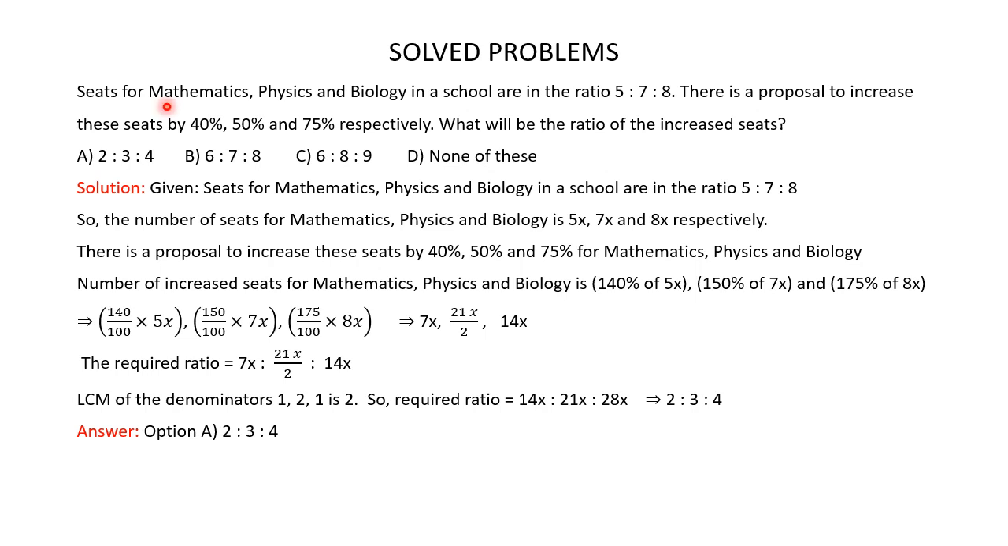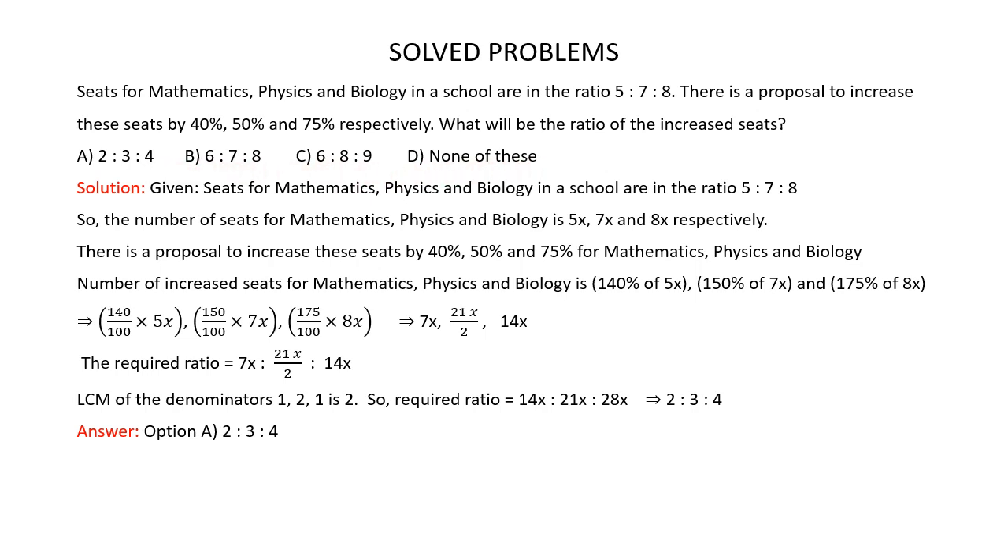Seats for mathematics, physics and biology in a school are in the ratio 5 is to 7 is to 8. There is a proposal to increase these seats by 40%, 50% and 75% respectively. What will be the ratio of the increased seats? You are given 4 options and you have to find out which of these options is the correct one.